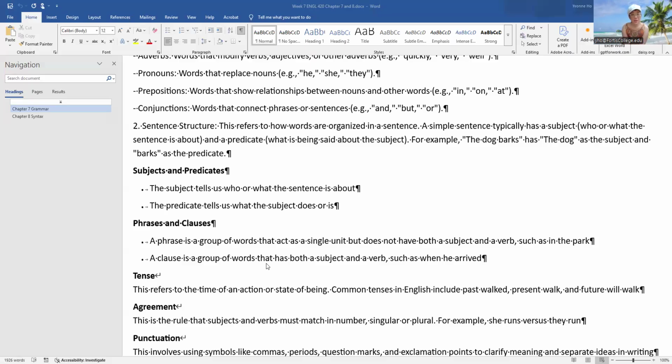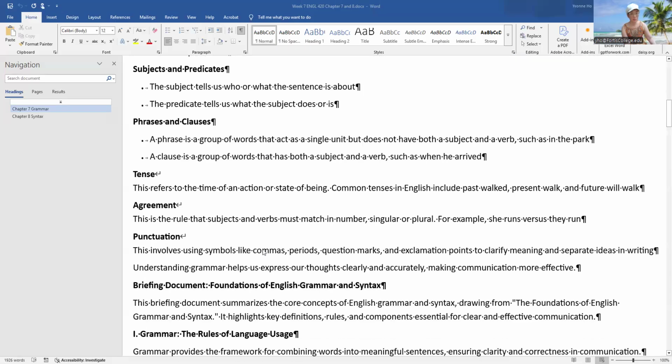A clause is a group of words that has both a subject and a verb, such as when he arrived. But there are many different kinds of clauses. You can have an independent clause that can stand alone, or you can have a dependent clause that cannot stand alone. Tense. This refers to the time of an action or state of being. Common tenses in English include past, walked, present, walk, and future, will walk.